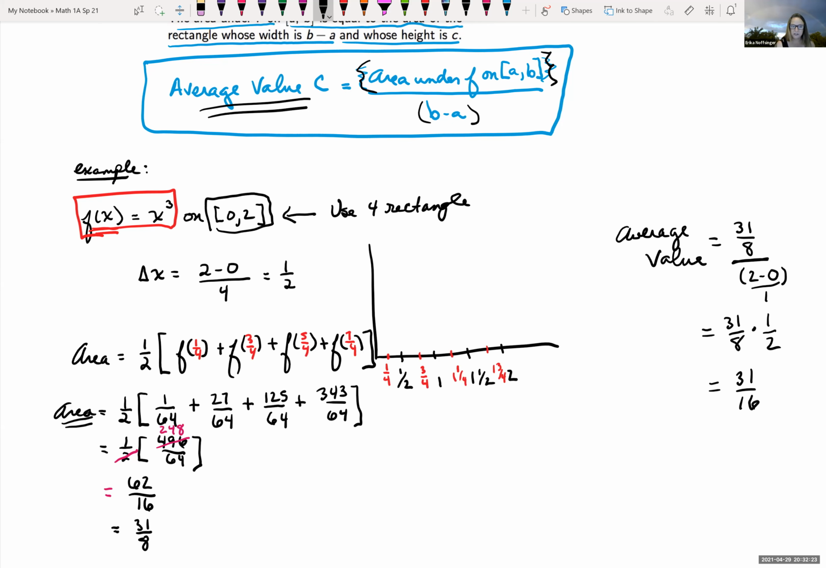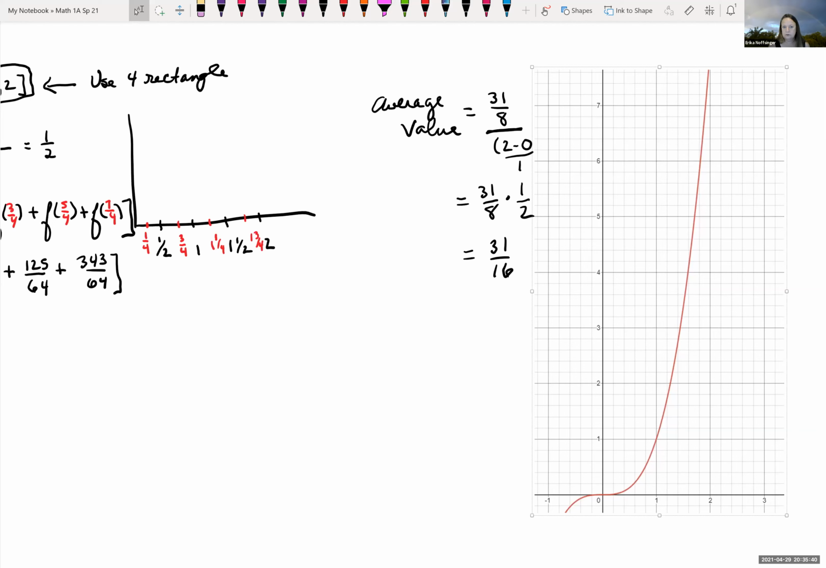Okay, so let's just visually look at what that's telling us with a graph. Right here, we pulled up the graph. We basically were finding the heights of the rectangles at our values, and we are averaging what your y value is on the interval between 0 and 2. And we got that it was 31/16, which is approximately 1.9375.